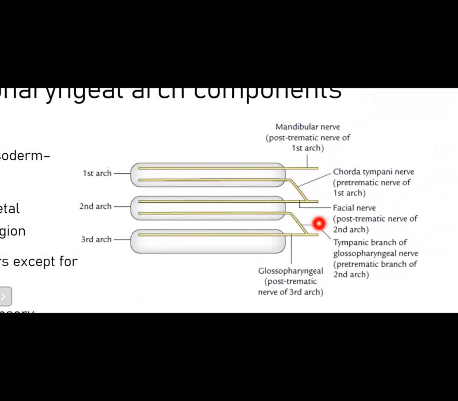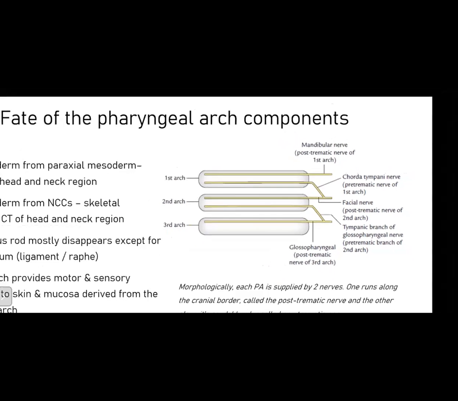You have a similar nerve supply for the second arch as well, which is the pre-traumatic branch from the glossopharyngeal branch. But except for the first arch, the pre-traumatic branch for all the other arches virtually disappears. They're of no significance except for the first arch, which will persist as the chorda tympani nerve, which takes the sensation of taste from the anterior two-thirds of the tongue. That's the importance of the post-traumatic and the pre-traumatic nerves.